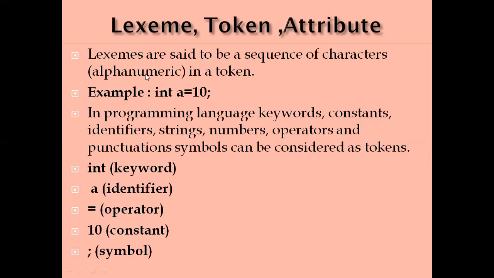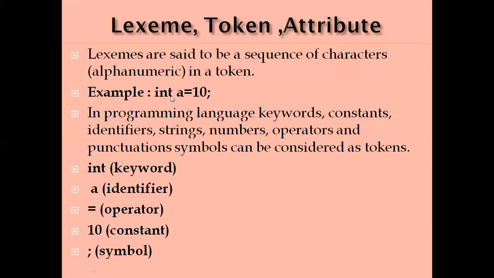So here, this is the example for this. Integer a equal to 10. This is called a lexeme. The total sentence is called a lexeme. So here, it will be converted into tokens. So what is a token in a programming language? Keywords, constants, identifiers, strings, numbers, operators, and punctuation symbols can be considered as tokens. So here, this particular lexeme will be converted into tokens. Here, see, integer is a keyword, a is an identifier.